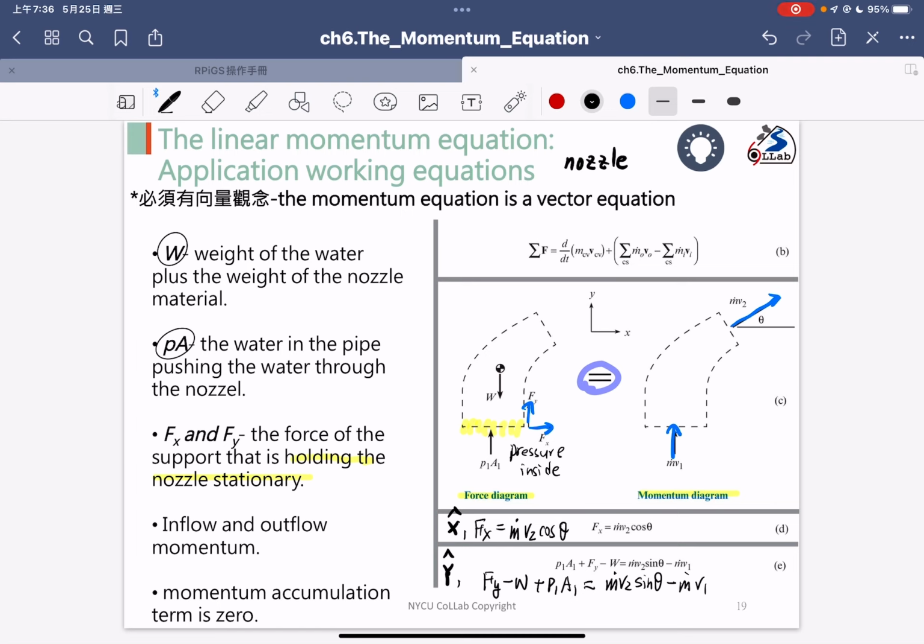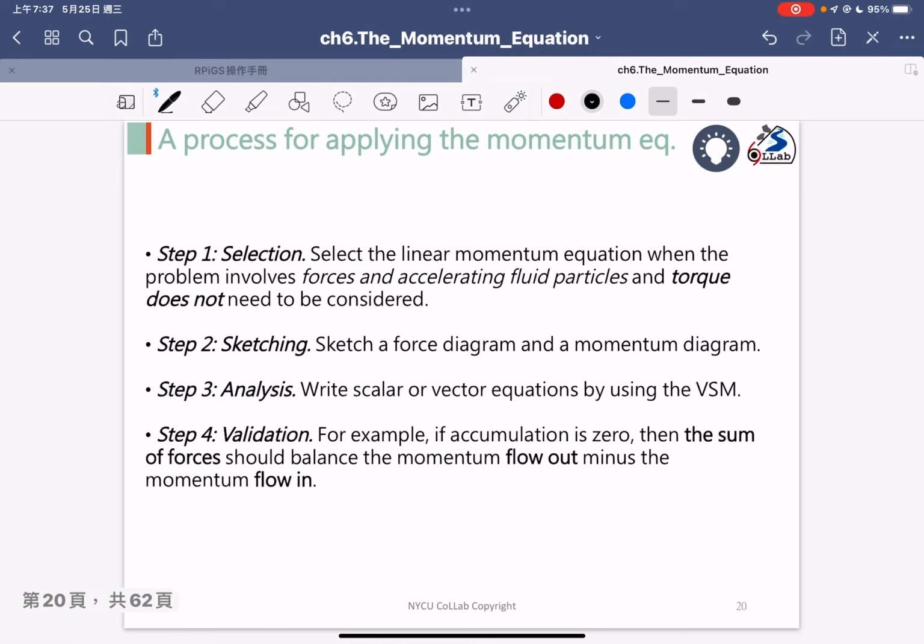So that's the two scalar equations we discussed, with the sum of external forces equal to the net momentum flow change in the different components. Okay, so that slide just summarizes the skill: how can we apply the momentum equation to the problem?